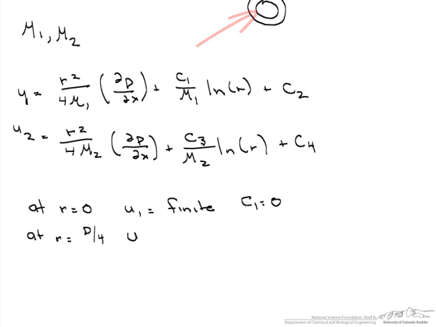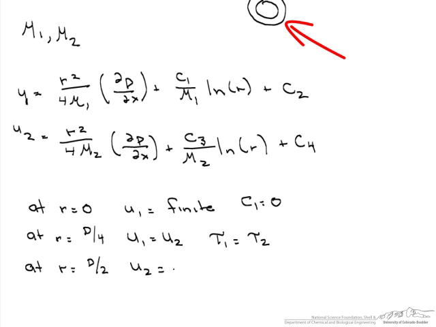We also have at r equals d/4, so that's the interface between the two, we know that u1 is going to equal u2, and we also know, so this is our third boundary condition, that the shear stresses are going to be equal. And our final boundary condition is based on the no-slip condition at r equals d/2, which is at the pipe wall, our velocity equals 0.